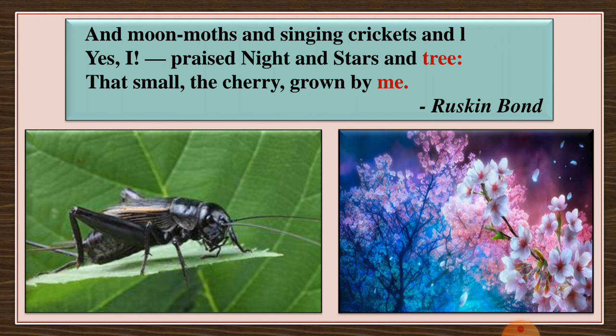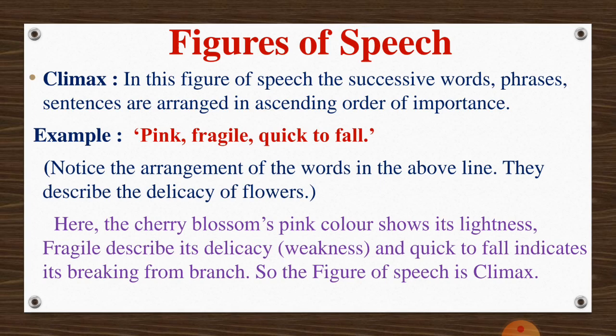So students, now let's focus on some important figures of speech used in the second half of this poem. The first important figure of speech is called climax. So in this figure of speech, the successive words, phrases, sentences, they are arranged in ascending order of importance.